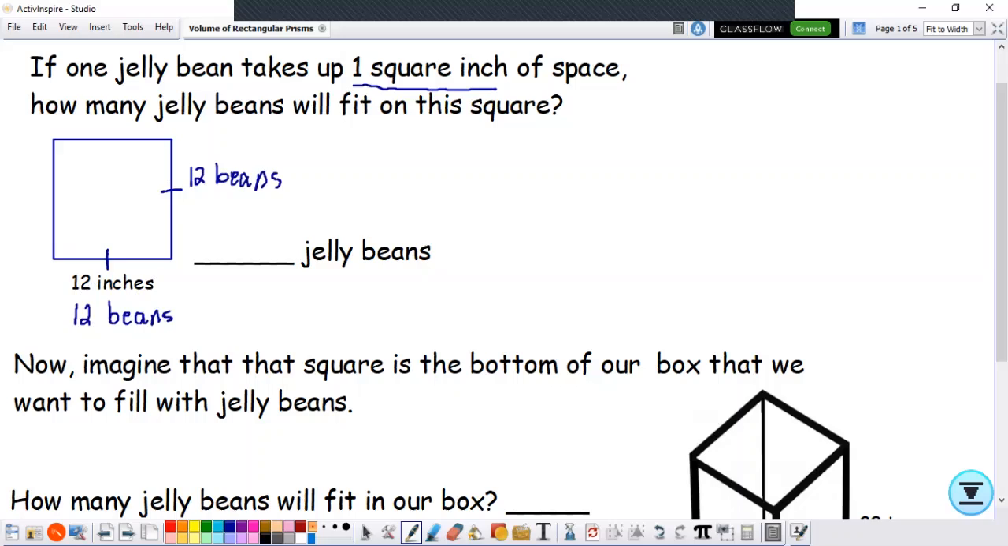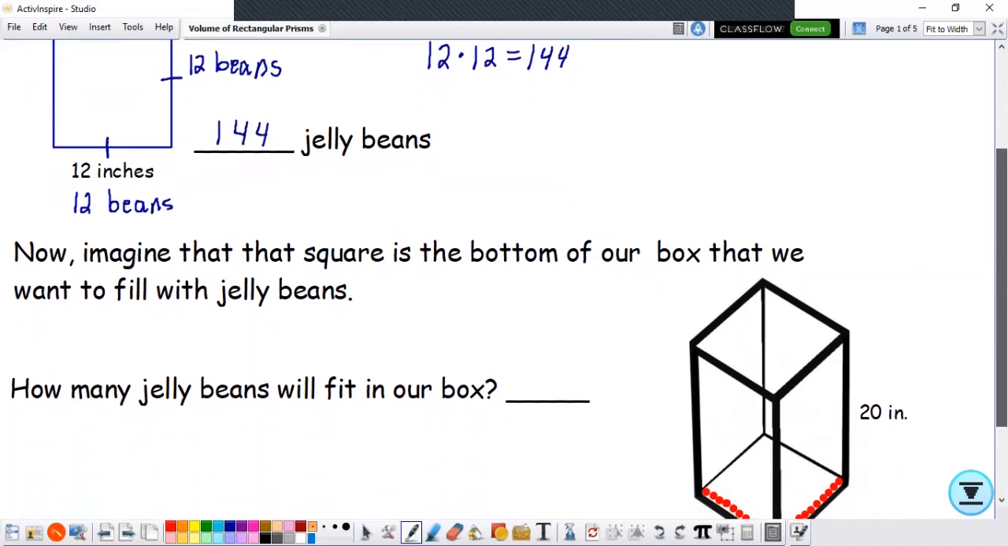So if I wanted to know how many jelly beans will fill in this square, I would just need to take 12 times 12, which equals 144. So this square will hold 144 jelly beans. Now imagine that this square is the bottom of our box that we want to fill.